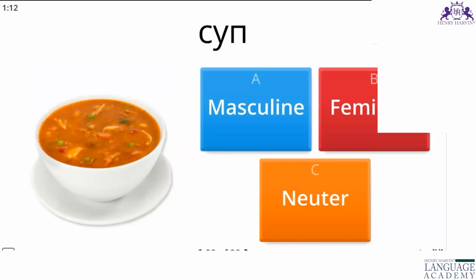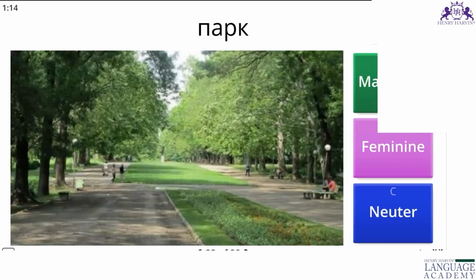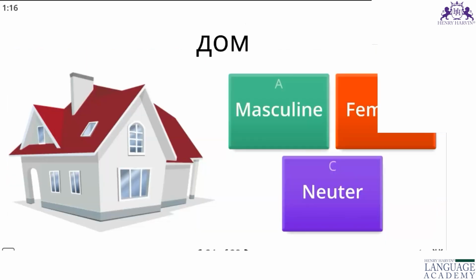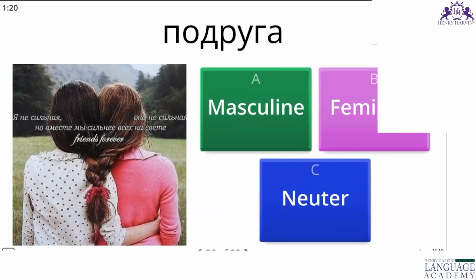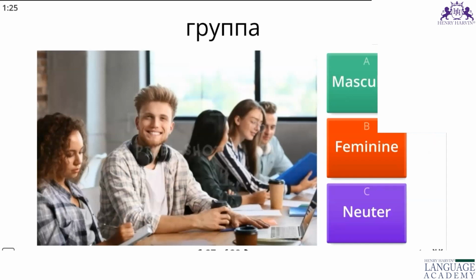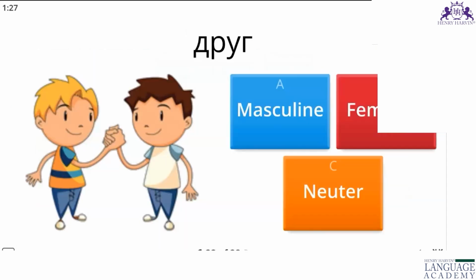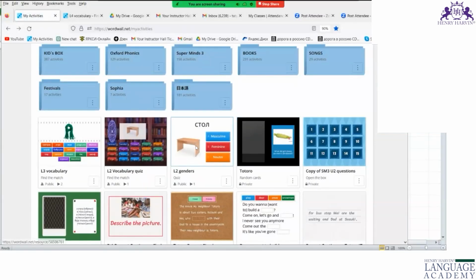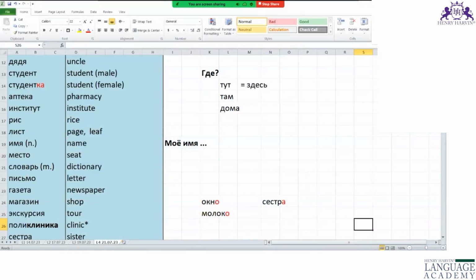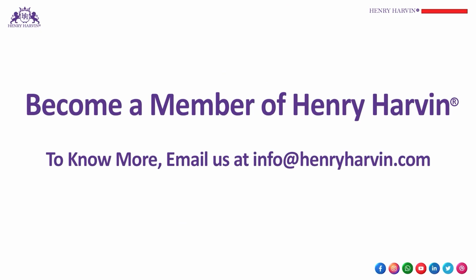Ваш суп, ваш парк, ваш дом, ваш сын, ваша подруга, ваша группа, ваш друг. Так, все правильно. Так, и что у нас еще было? Так, from first lesson this we had. Так, ну, в принципе, это все, что у нас с вами было. That's all what we had, right?